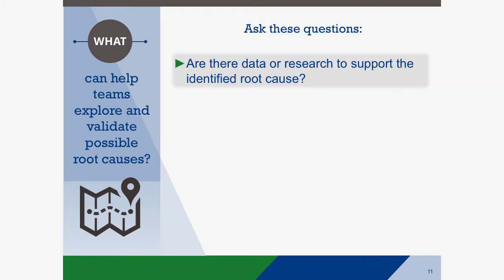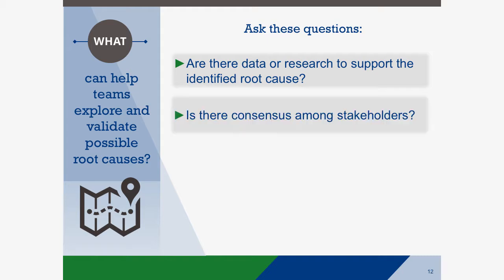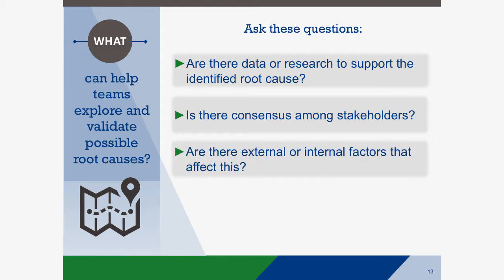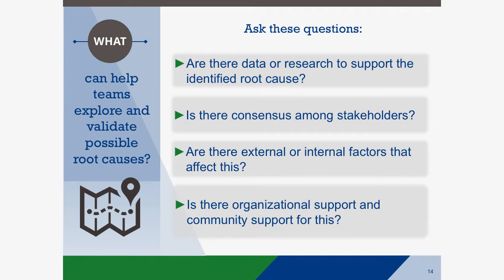Is there data or research to support the identified root cause or causes? Is there consensus among stakeholders on the root cause or causes? Are there external or internal factors that affect the problem and its root cause or causes? Is there organizational and community support to address the root cause or causes? Answering these questions together as a team will help clearly identify the root cause and understand what resources or supports are needed to address it.